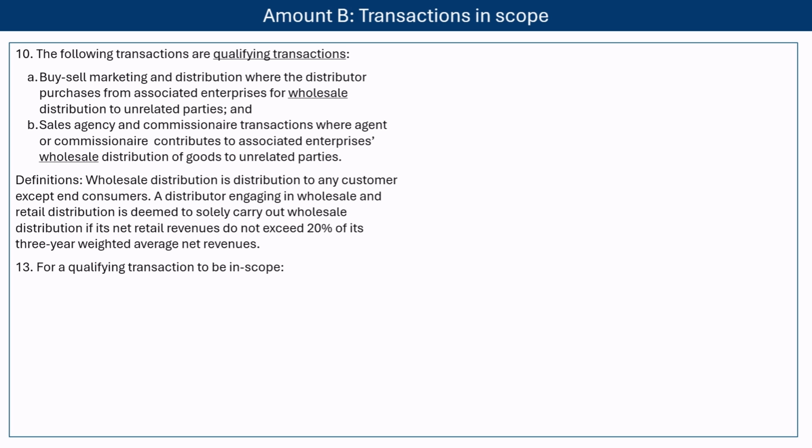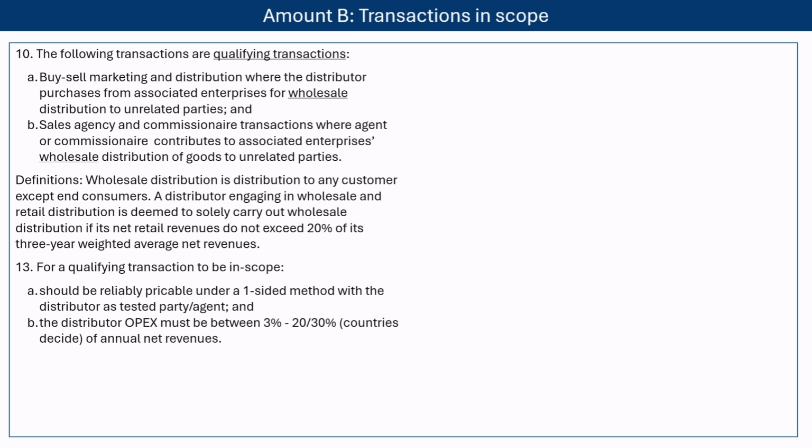For a qualifying transaction to be in scope, it also needs, 1, it should be reliably priceable under a one-sided method with the distributor as a tested party. Now this makes sense, right? Because that is what you would normally do with a distributor or an agent. And 2, the distributor OPEX must be between 3 to 20 or 30% of the annual revenues, and the countries decide whether it's 20 or 30.